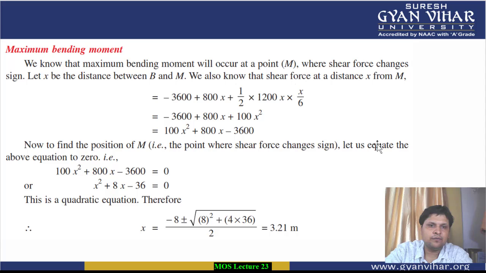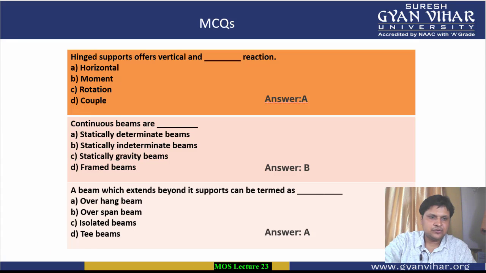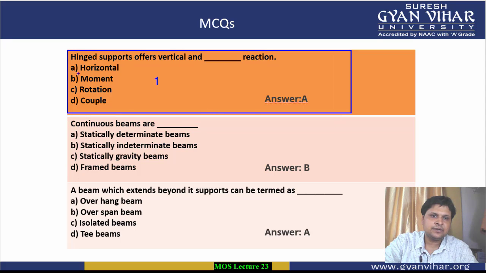Now we will solve some multiple choice questions, students. Now the multiple choice question number 1. What is the question saying to us? Hinge support offers vertical, and we all know that in case of hinge support you will get a vertical reaction as well as a horizontal reaction. So option A is the correct option.